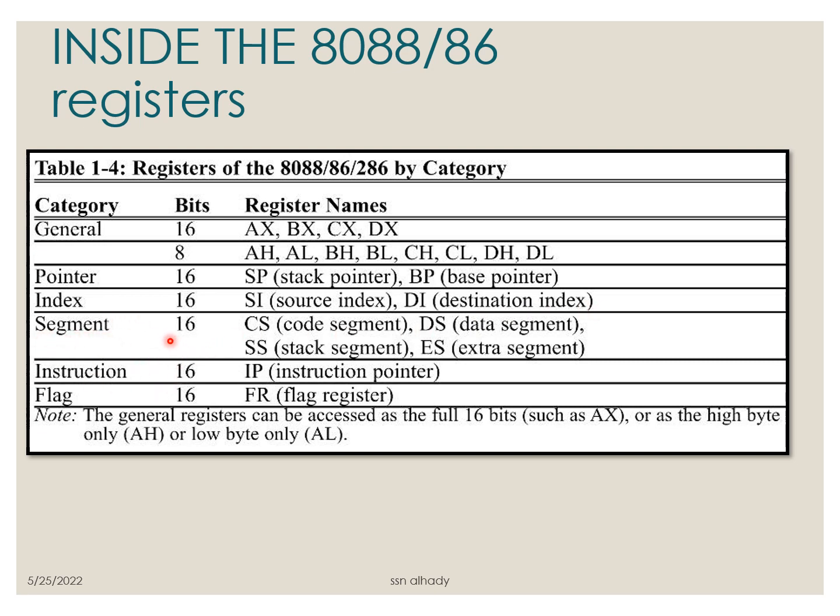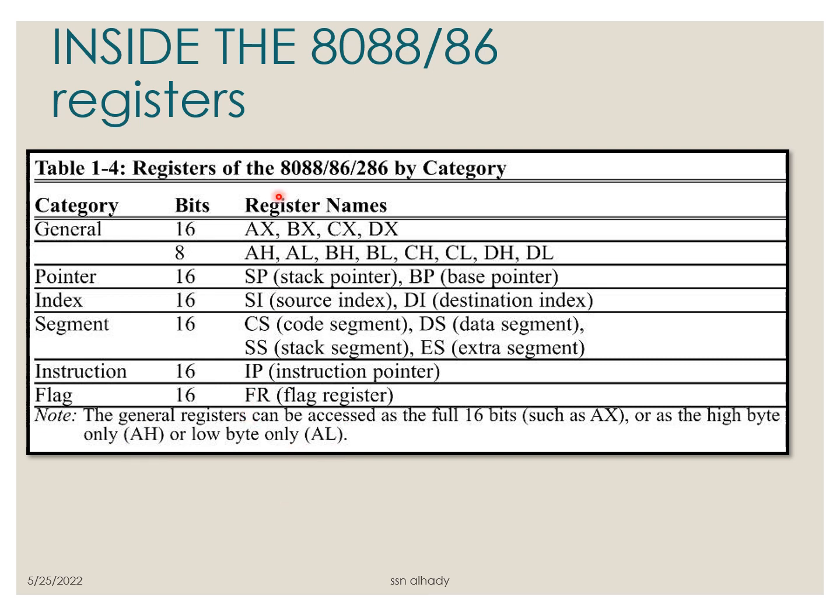And then we have the segment registers, also 16-bit. We have CS, code segment, DS, data segment, SS, stack segment, ES, extra segment. Okay, then we have the instruction category. It is the instruction pointer, IP, which is 16-bit. And then we have the flag register, FR, also 16-bit.